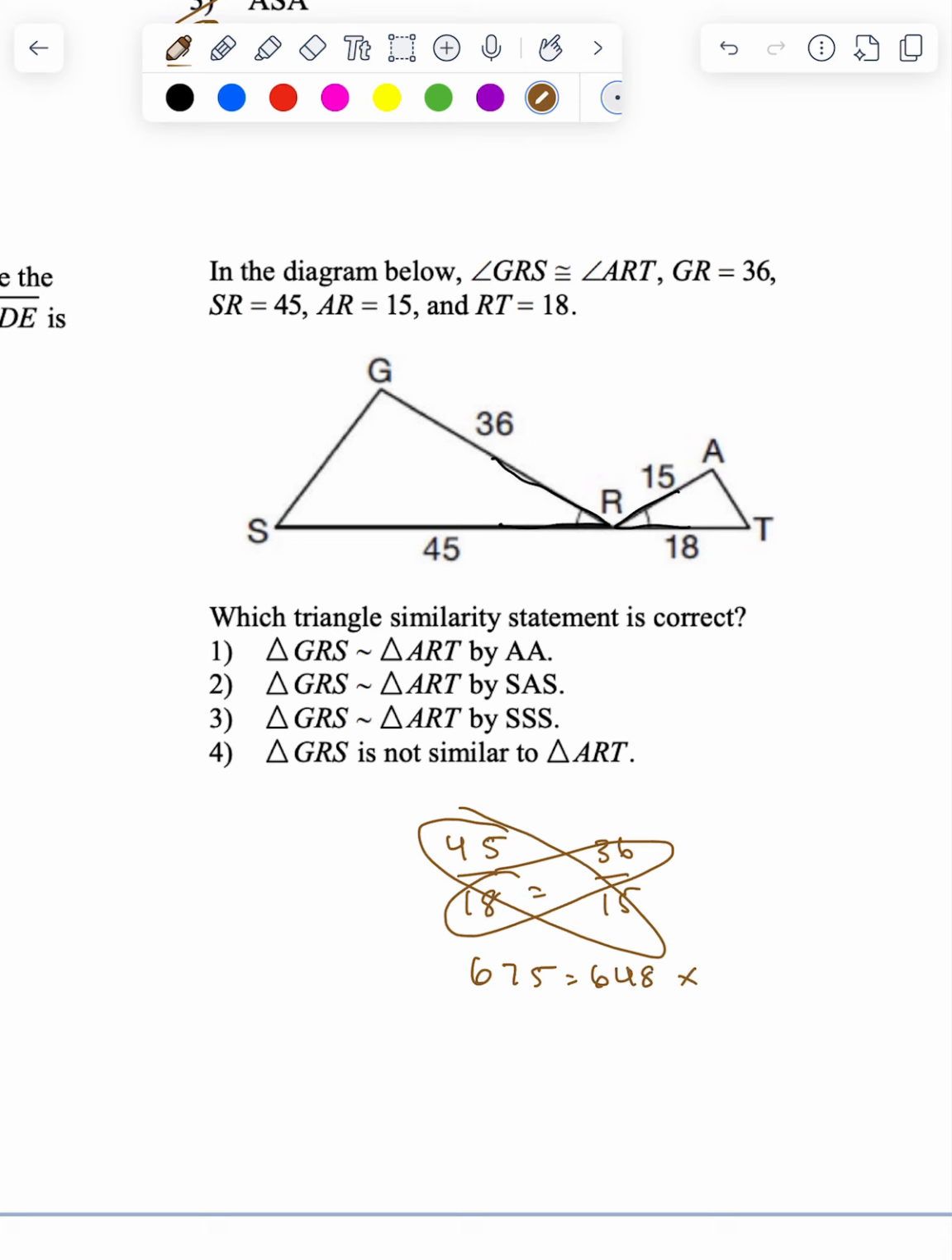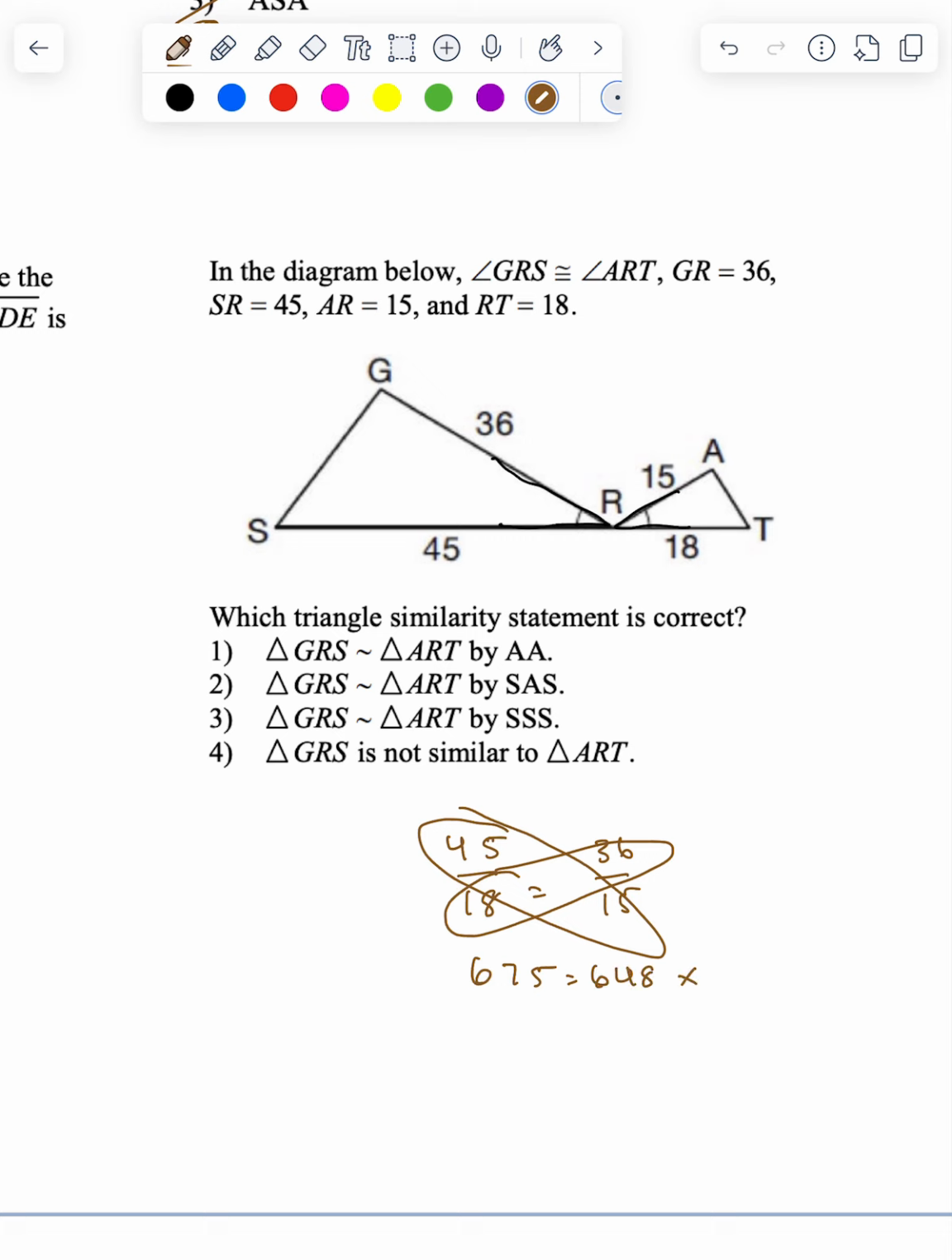We don't have another pair of angles, so it can't be AA. We don't have the other pair of sides, so it can't be SSS. So it has to be that the triangles are not similar to each other. Look at that. So it's always good that we check if the sides are proportional.